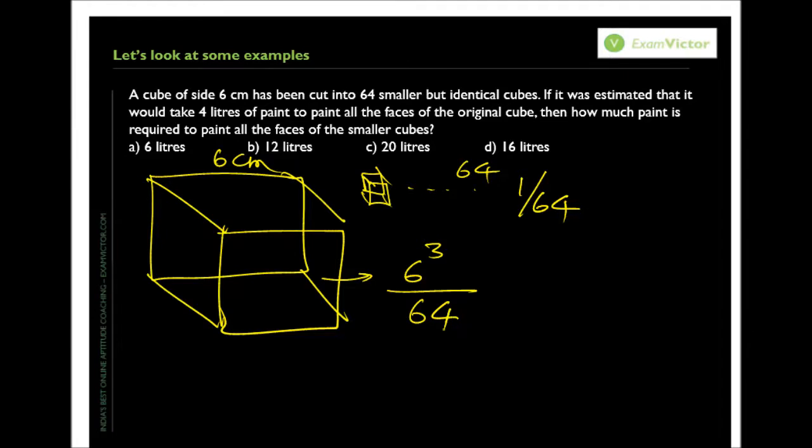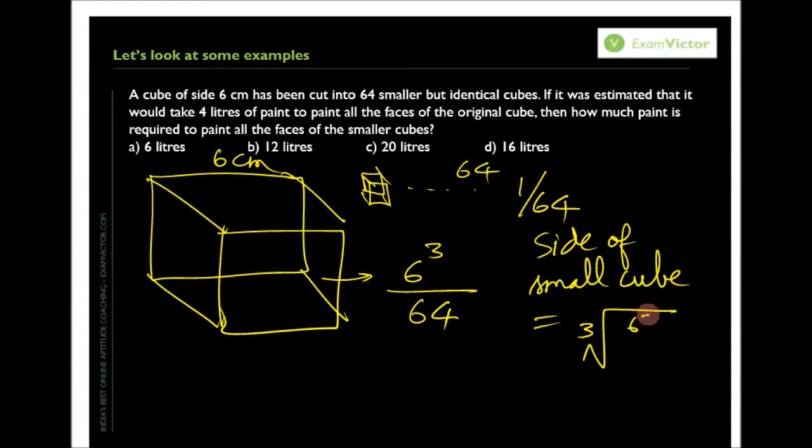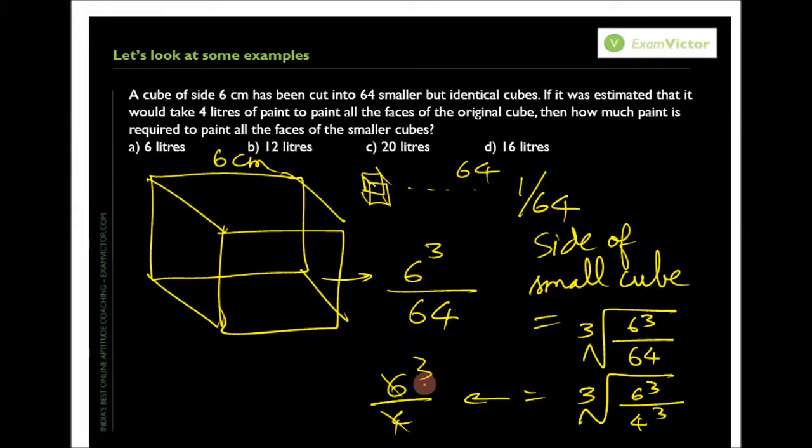So now that we know the volume of the smaller cube, we can find the side of the smaller cube. The side of the small cube is equal to the cube root of 6 cube by 64. How much is that? 64 is 4 cube. So this is actually the cube root of 6 cube by 4 cube. So it's actually equal to 6 by 4 or 3 by 2.